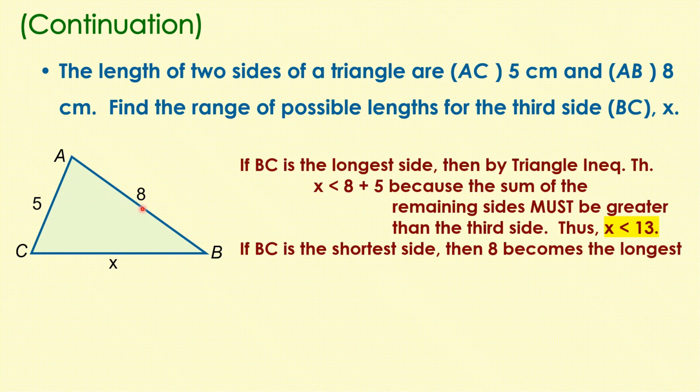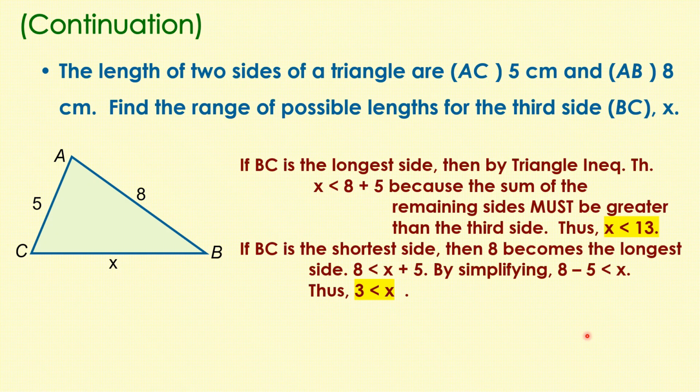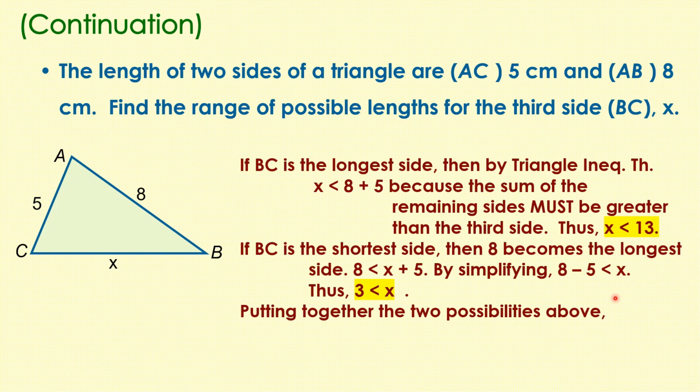If x or BC is the shortest side, then 8 becomes the longest side. So that means 8 is less than 5 plus x. By simplifying, we move 5 to the other side of the inequality. So you have 8 minus 5 is less than x, or by simplifying further, you have 3 is less than x. We combine the two inequalities to get the range. Therefore, the range of values of x is from 3 to 13.